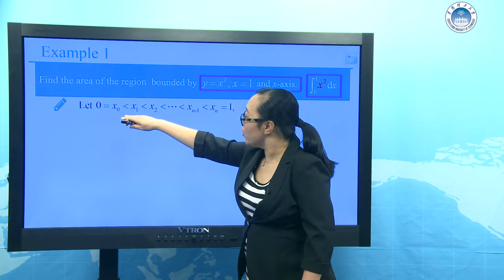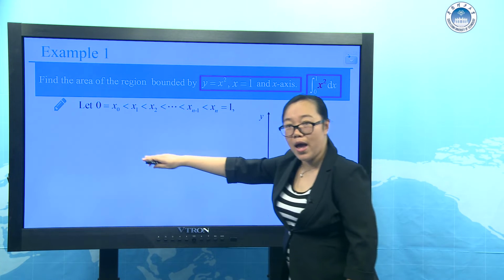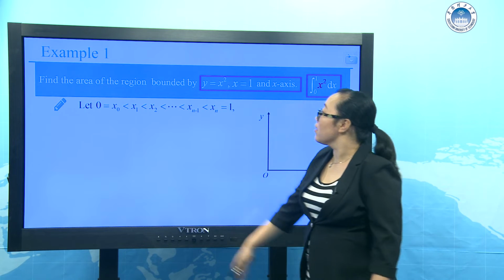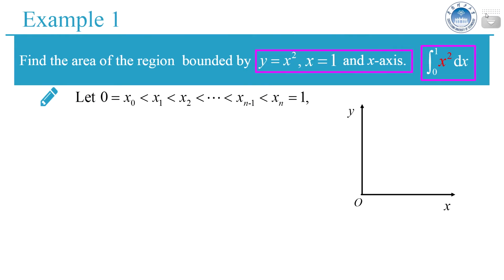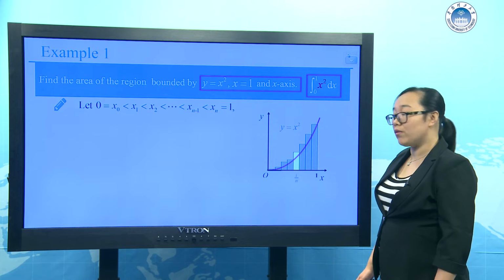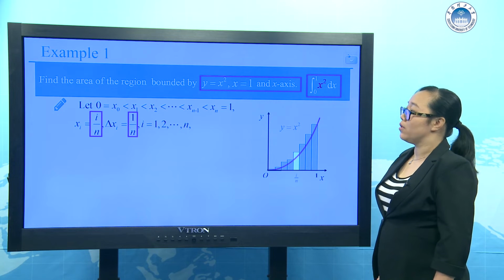Let the beginning point x0 equals 0 and the ending point xn equals 1. Divide means we insert x1, x2, up to xn minus 1. So we can get the corresponding figure: y equals x squared, x equals 0, x equals 1, above the x-axis, which means the corresponding region. This is how to do the segmentation, the first step, okay? So we have many small rectangles. Look at a typical rectangle.